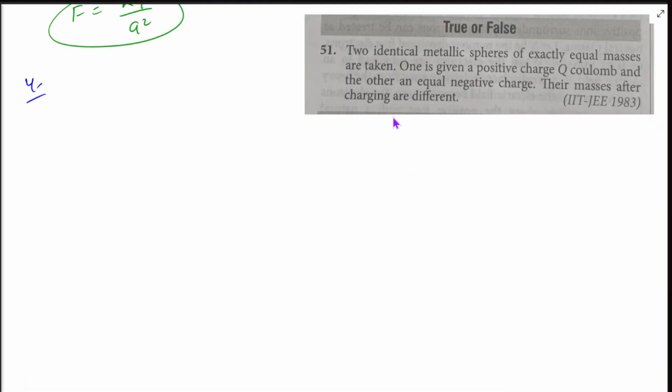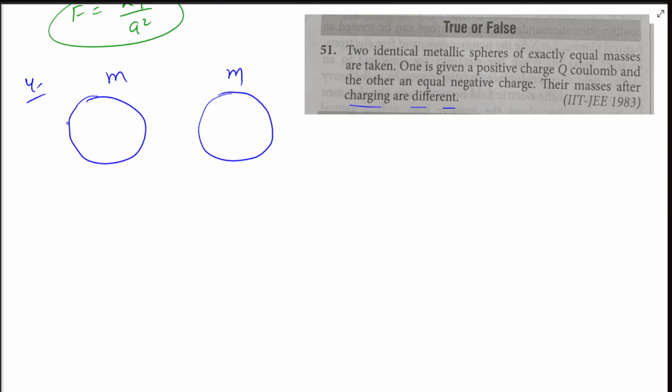So what it is saying: two identical metallic spheres of exactly equal mass are taken. One is given plus Q, another is given minus Q. The masses after charging are different. Definitely. Look, they were initially uncharged. So let's say identical spheres, they have equal mass. Now, one is given a positive charge.